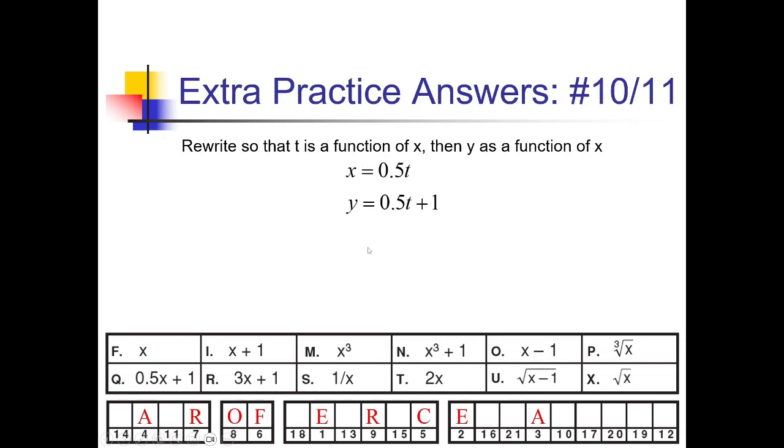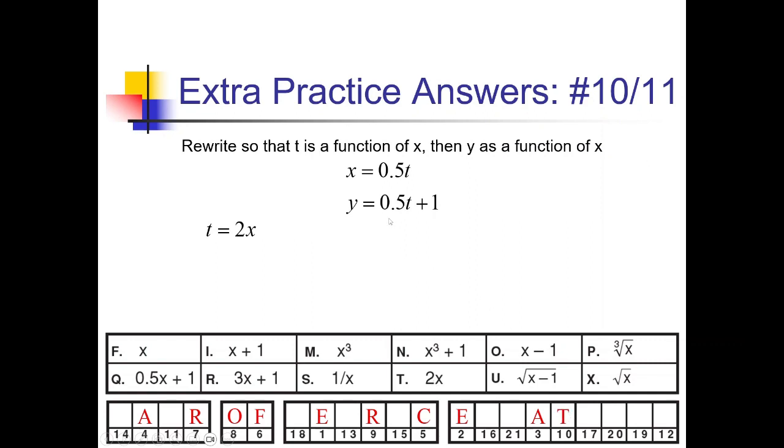For number 10, trying to isolate t in the x function, we're going to be dividing by 0.5, which essentially means if you're dividing by 1/2, you're really multiplying by 2. So we can write t equals 2x. And then replacing the t in the y equation, so wait a sec, 2x, let me get my answer choice here. That's T right there, so that's going in spot 10.